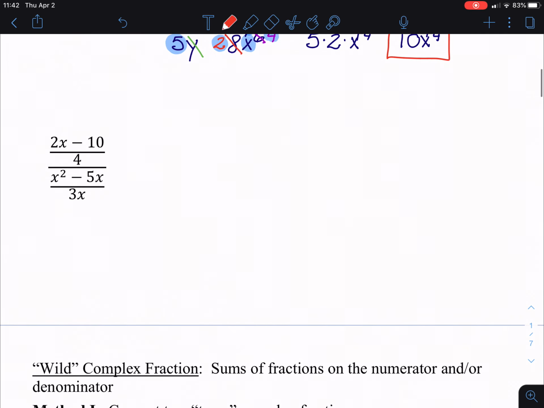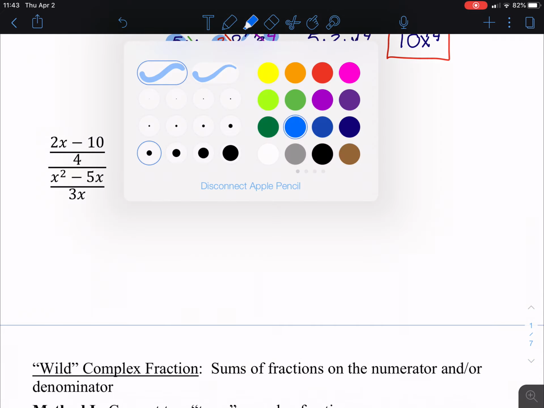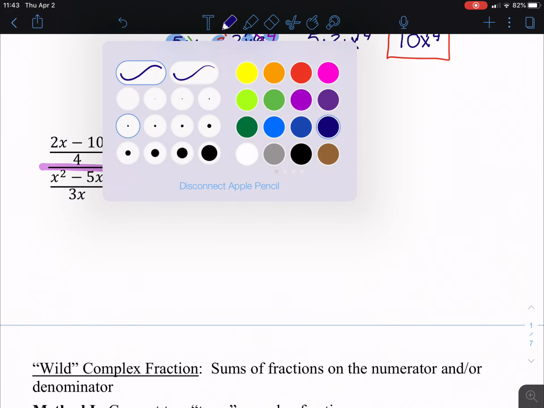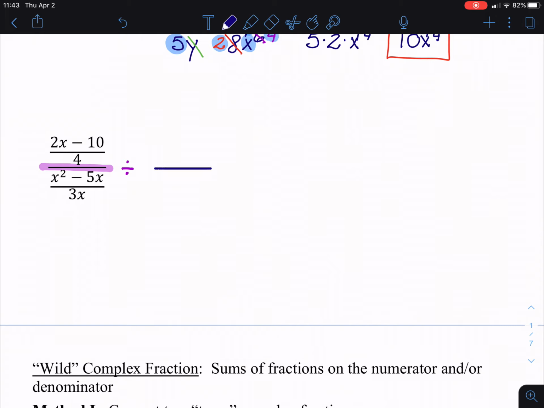Okay, so here's another one that I've got. 2x minus 10 over 4, and that's in the numerator. In the denominator, I have x squared minus 5x over 3x. So again, I'm taking a look at this. The main fraction line here, okay, is going to represent division for me. So I can rewrite this instead of as a fraction as a division problem. So 2x minus 10 over 4 divided by x squared minus 5x over 3x.